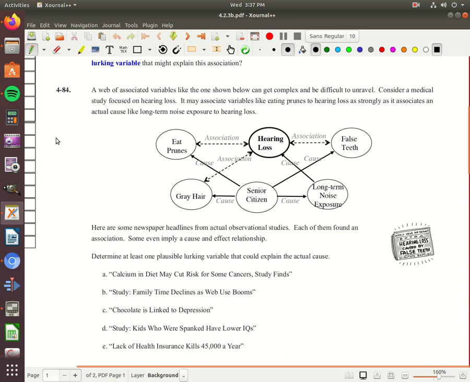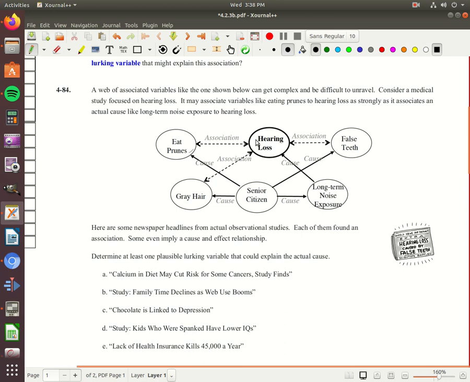So a web of associated variables like the one below can get complex and be difficult to unravel. Consider a medical study focused on hearing loss. It may associate variables like eating prunes to hearing loss as strongly as it associates an actual cause like long-term noise exposure to hearing loss, right? So eating prunes doesn't necessarily cause hearing loss. That's just an association, but long-term noise exposure does cause hearing loss.